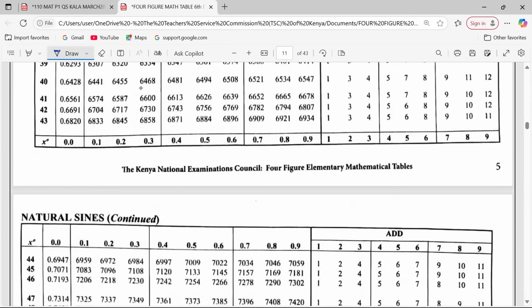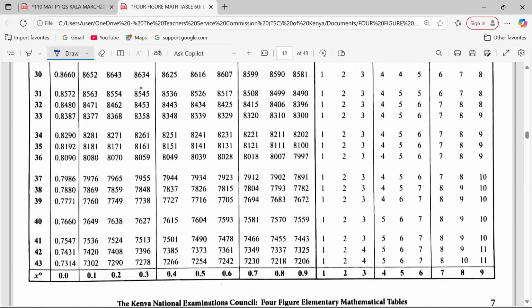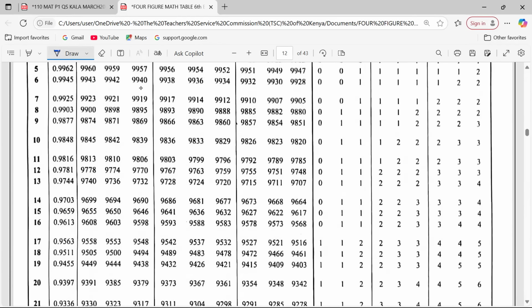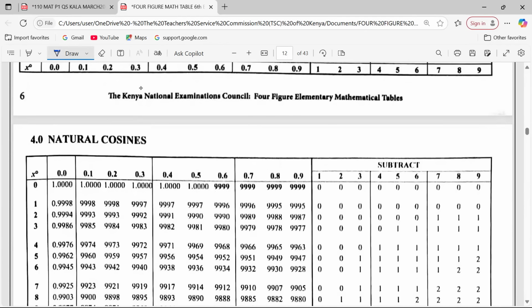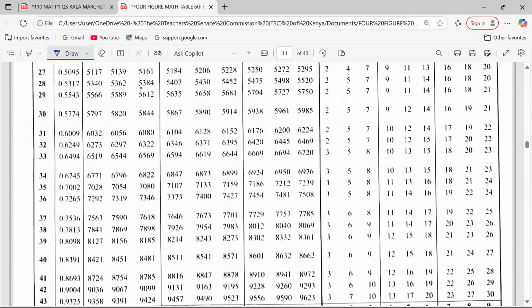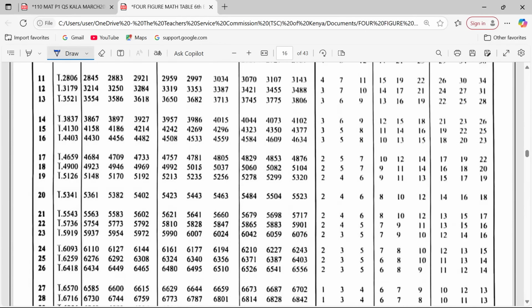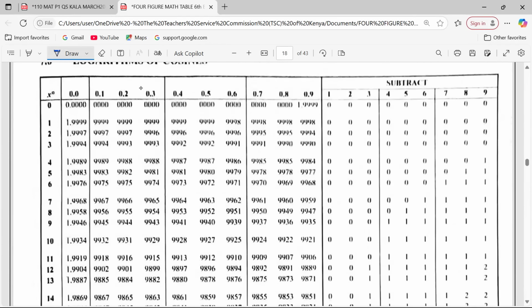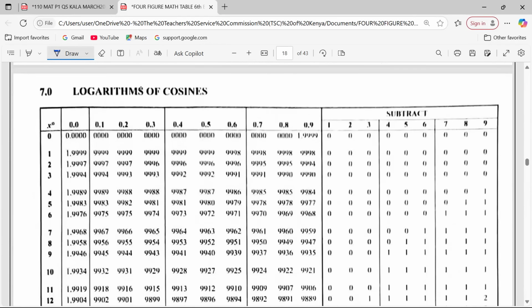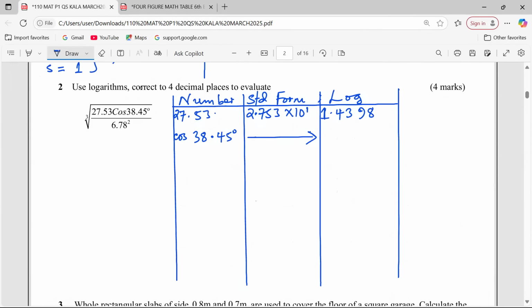Logarithms of sines. So logarithms of cosines are here. These are natural cosines, so we continue past natural tangents. Then we proceed to logarithms of sines. Logarithms of cosines now are here. So this is the table that we need. We have to look for the logarithm of the cosine of 38.45.